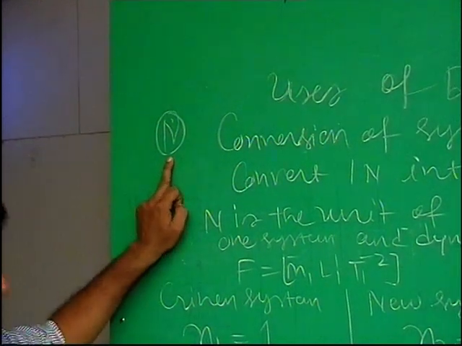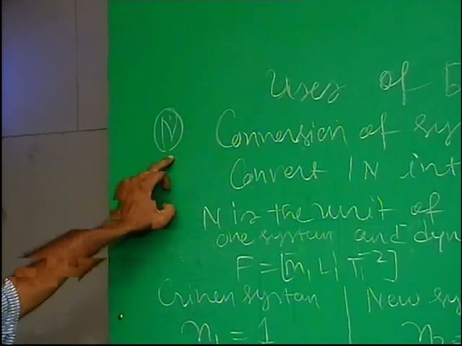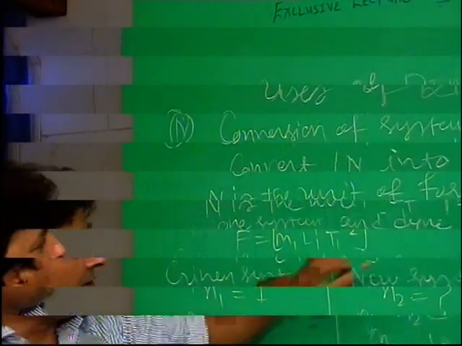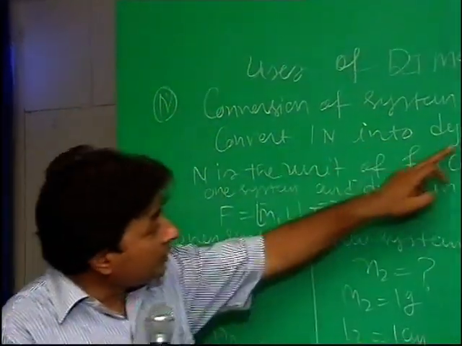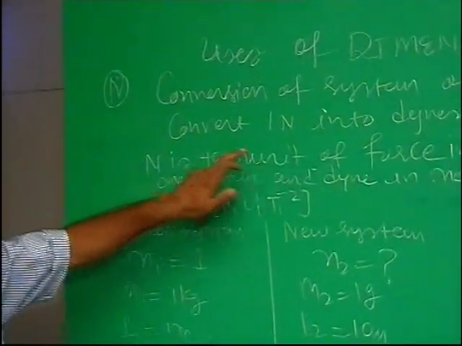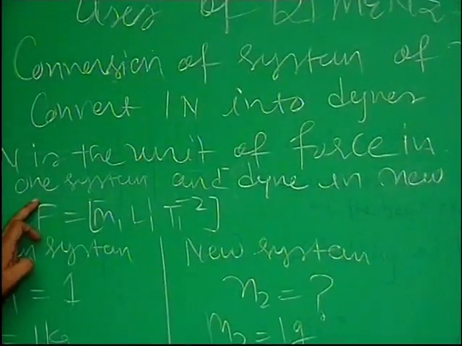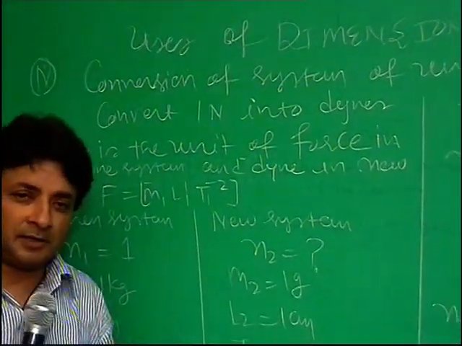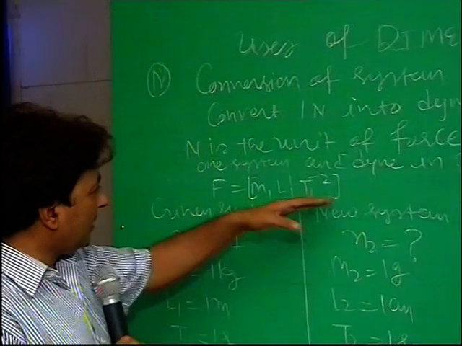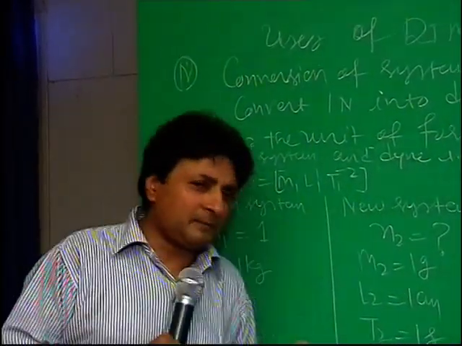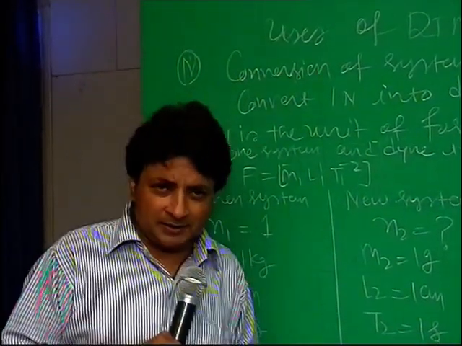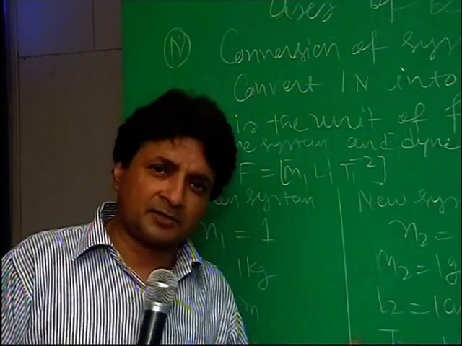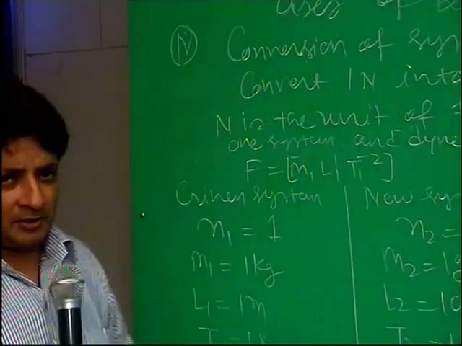Fourth use. In this use, we can convert one system of units into the others. For example, convert 1 Newton into dynes. Newton is the unit of force in one system and dyne in the new. You may be surprised that I'm saying here one system and the new, because we are not mentioning the name MKS or CGS. We will just say one system or new system or given system or new system.